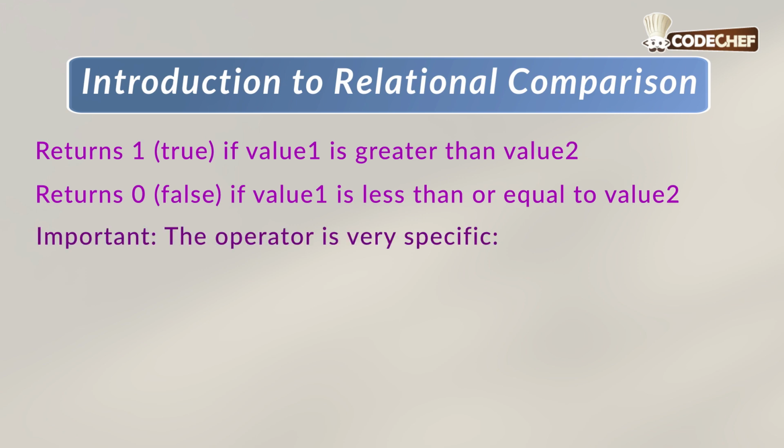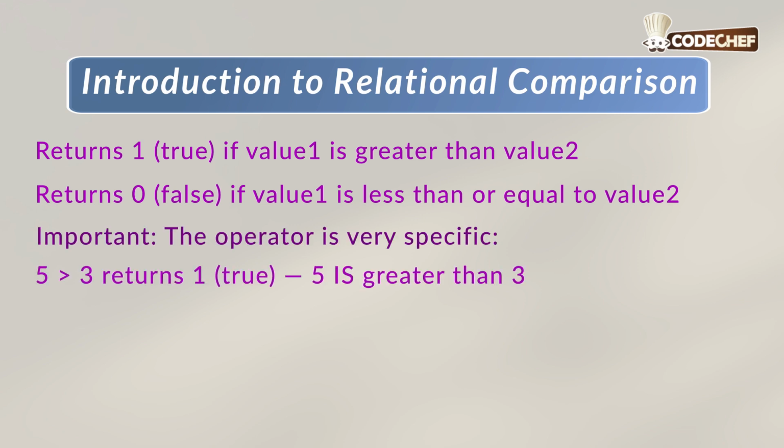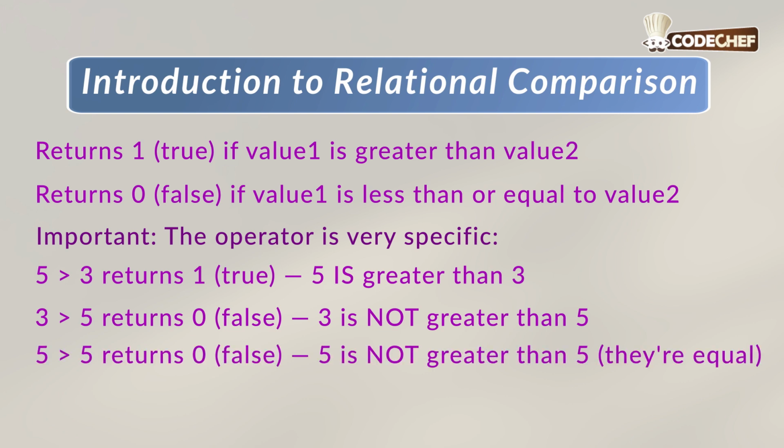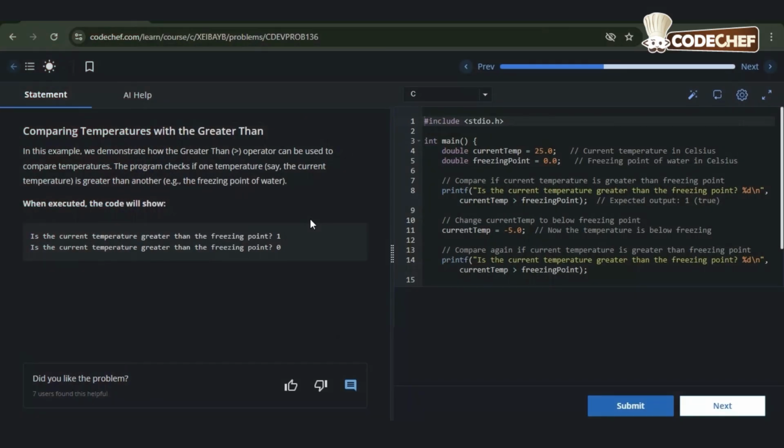The operator is very specific. 5 is greater than 3 returns 1, because 5 is actually greater than 3. 3 is greater than 5 returns 0. And 5 is greater than 5 returns 0, because it is not greater than 5, they are equal. Now let's see a practical example where we check if the temperature is above the freezing point of water. This is useful in weather applications, temperature monitoring systems, or any scenario where you need to check thresholds.